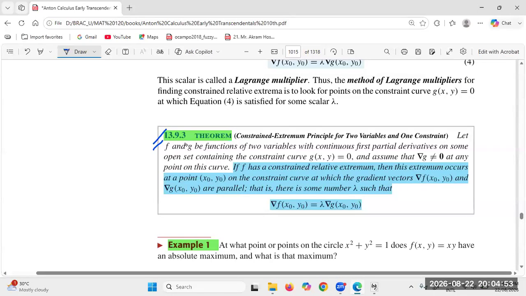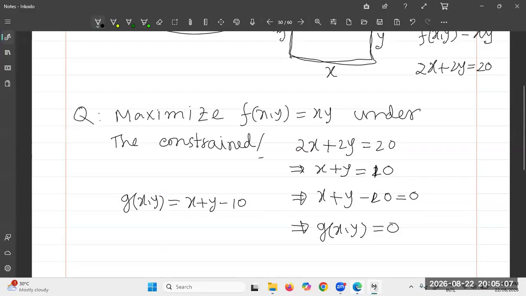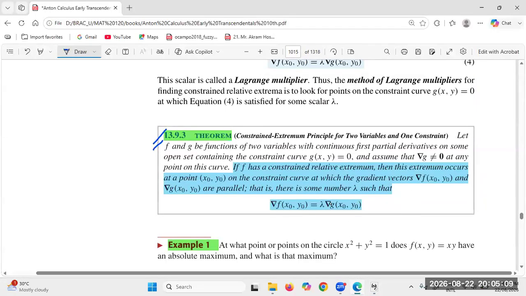Can you see the Howard Anton book on your screen? Yes, sir. Can you? Can you see the Howard Anton book on the screen, section number 13.9? Yes, sir. Yes, sir, it is visible.